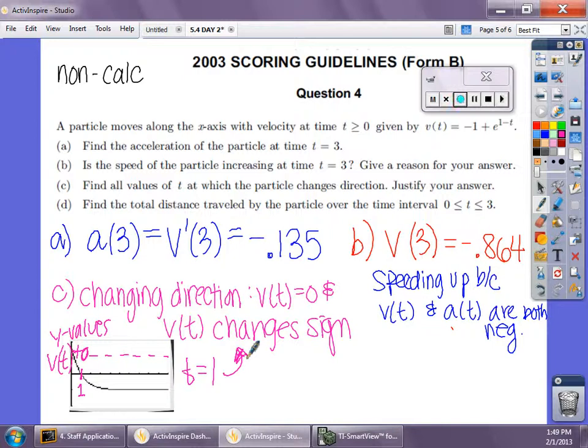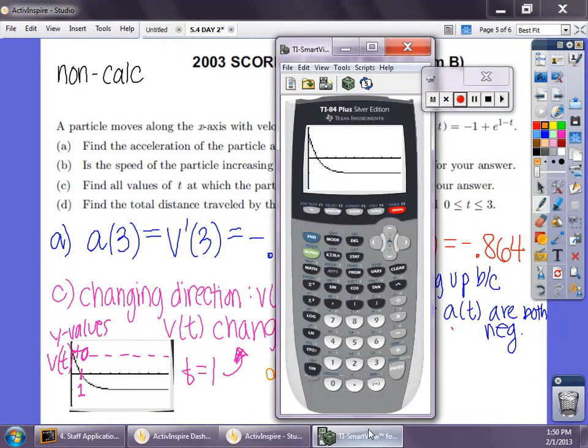All right, and then letter D. Find the total distance traveled. So total distance traveled, if I'm using the calculator, really quick and easy, I get to do the integral from 0 to 3 of the absolute value of the function that I want, velocity, dt. And then I'm just going to put that straight into the calculator.